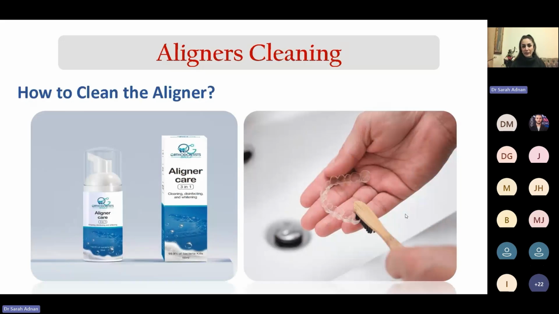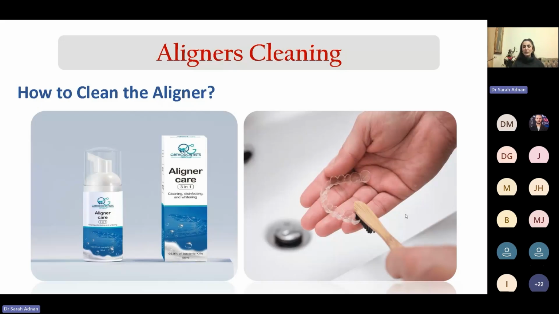Another important aspect I like to talk about, that you instruct the patient to do, is aligner cleaning. Aligner cleaning is essential. As we said, it will improve patient compliance, because the most important aspects of the aligners are the aesthetic aspects. They should be transparent. If there is a biofilm or plaque accumulation, that will lead to loss of transparency of the clear aligners and reduce patient compliance. How to clean the aligner?